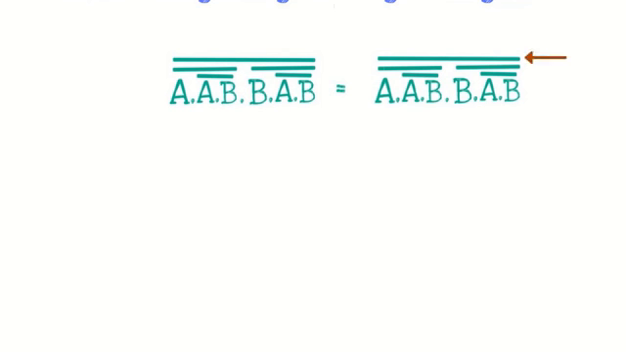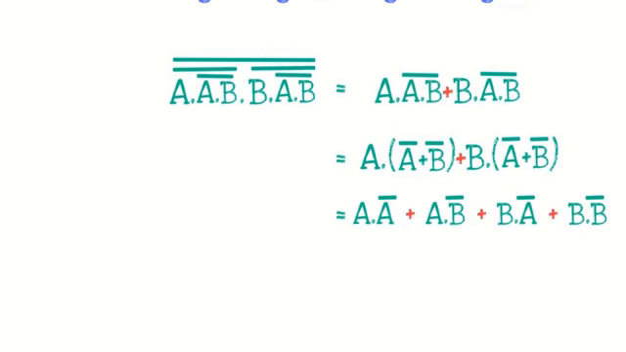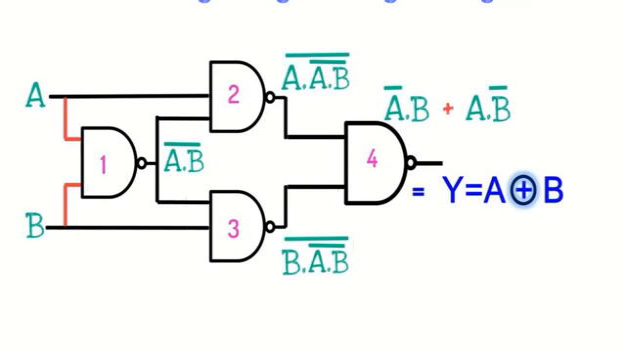We can reduce the term with the help of De Morgan's theorem: product is converted into the complemented addition of their variables, and complement of complement is nothing but the real variable. So removing the double complement and solving this equation, we get A dot A bar plus B bar, B dot A bar plus B bar. So A dot A bar and B dot B bar equal 0, and we get the equation A bar dot B plus A dot B bar, and this is the equation of XOR gate.